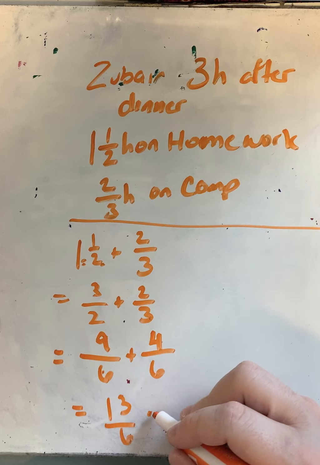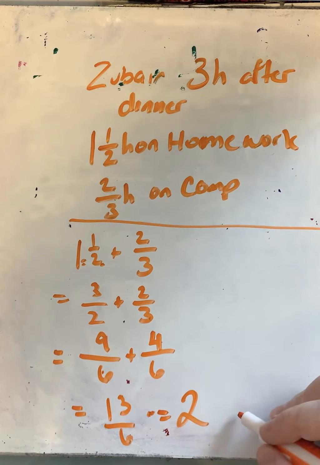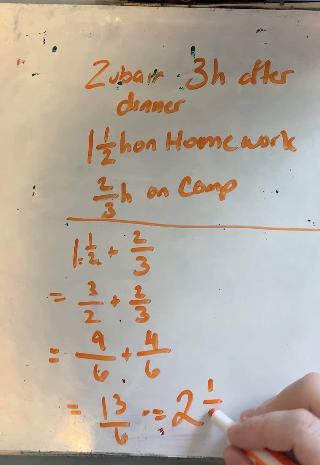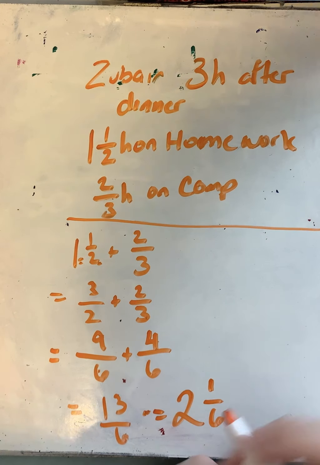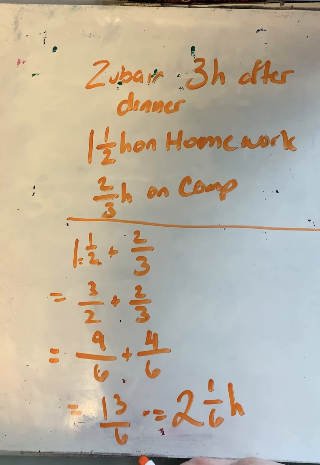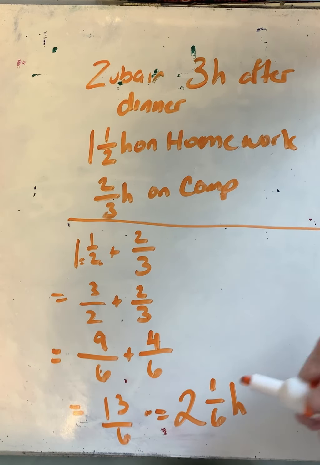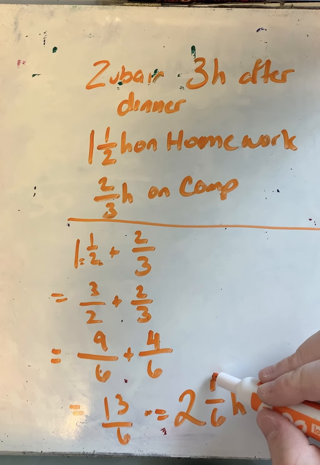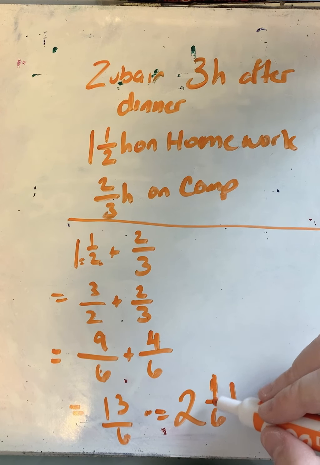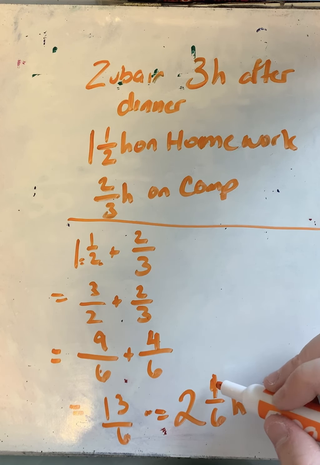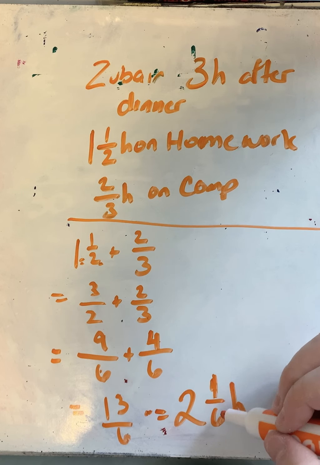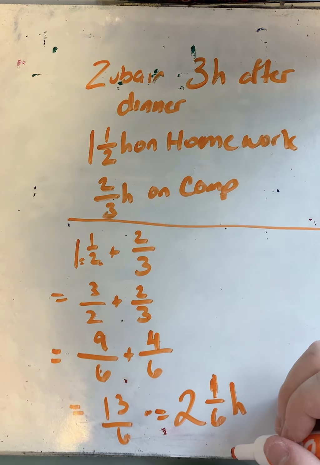6 goes into 13 twice. So we get 2 and 1/6 left over. So he used 2 and 1/6 hours on work. Now, if I asked you how many hours does he have left before he has to go to bed, well, you would look at this and say, okay, I've got 2 and 1/6. I'm missing 5/6. So he's got 5/6 of an hour left. Okay, because if I added 5 to this, it becomes 6/6, which would make this a 3.